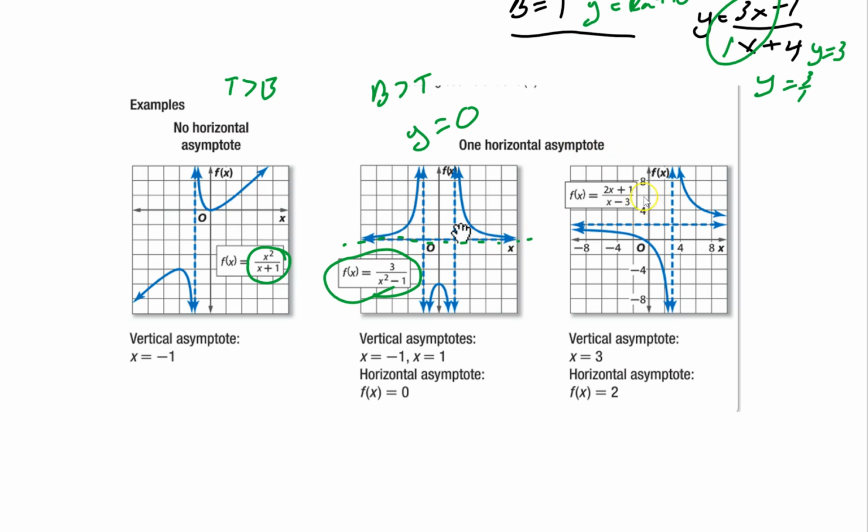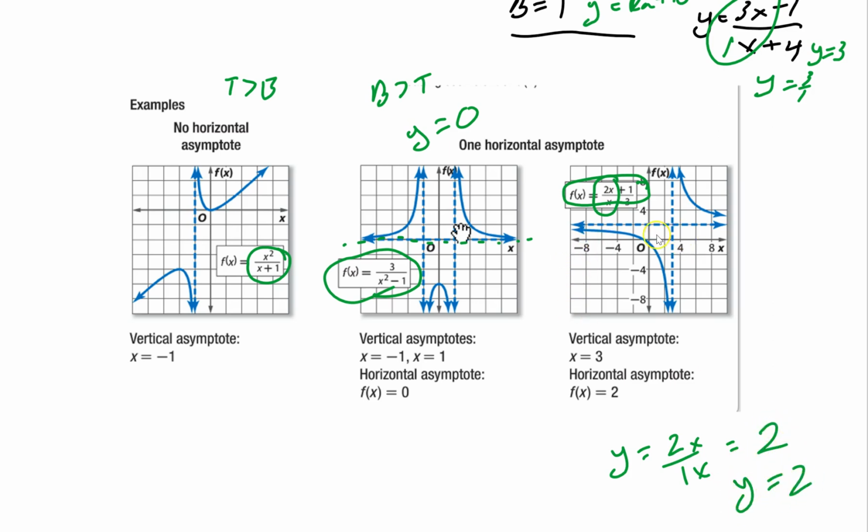And then the last one here, if we look at what we have, and if I didn't cross it out on accident, top power equals bottom power. So you have 2x and x, again hard to see. So you have y equals the ratio, 2 over 1, or 2x over x, which reduces to 2. So y equals 2 should be a horizontal asymptote.